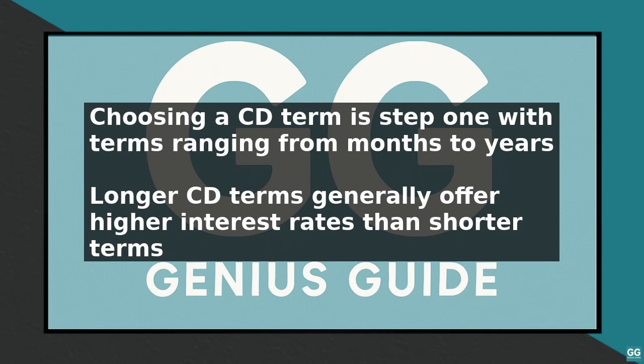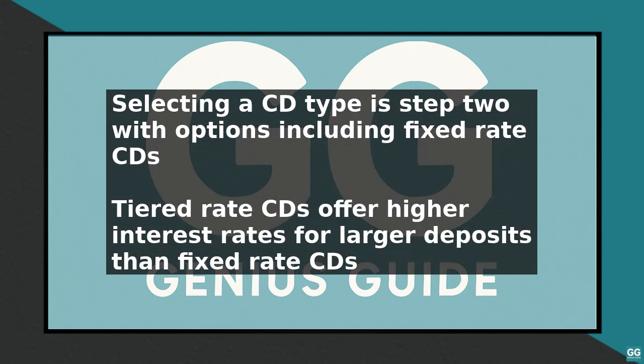Step 2 is to select your CD type. Absa Bank offers different types of CDs, including fixed-rate CDs and tiered-rate CDs. Fixed-rate CDs offer a fixed interest rate for the term of the deposit, while tiered-rate CDs offer higher interest rates for larger deposits.